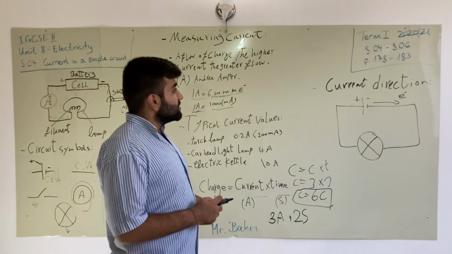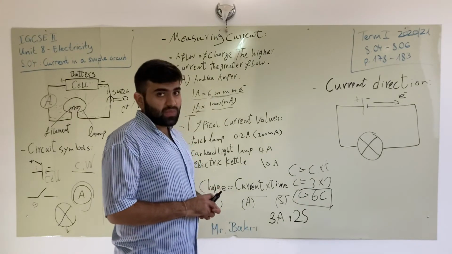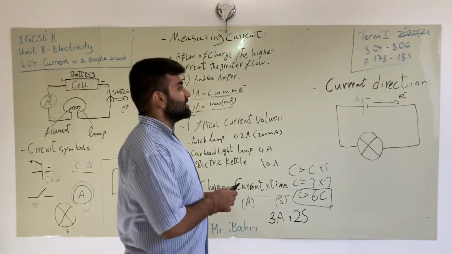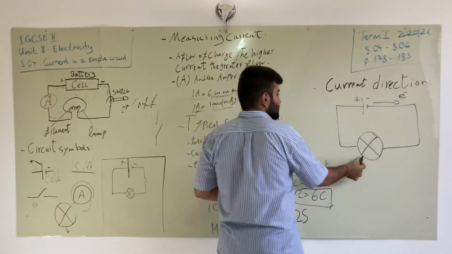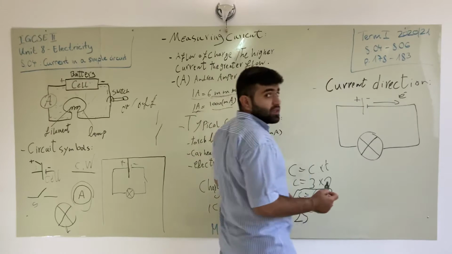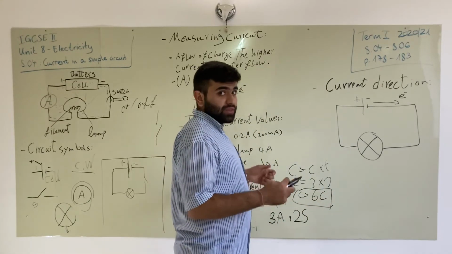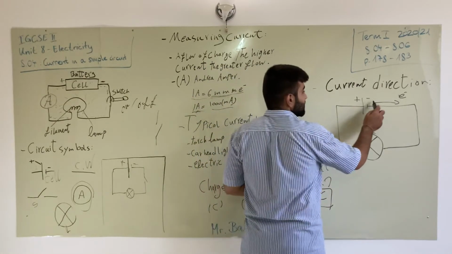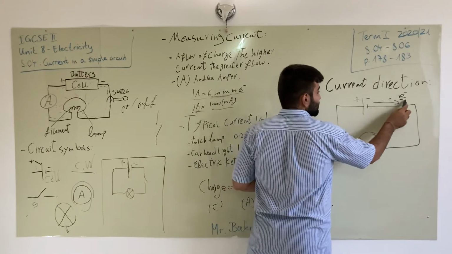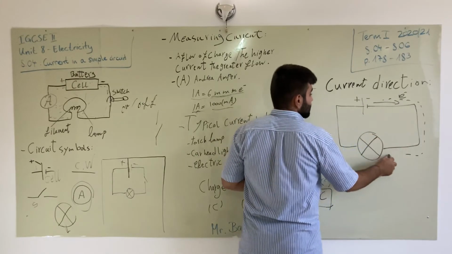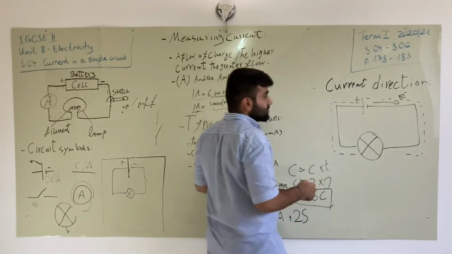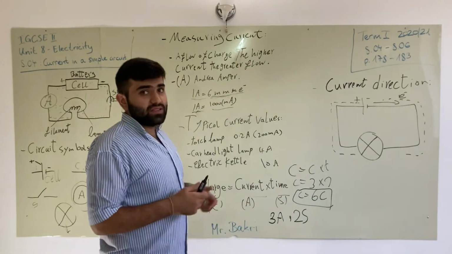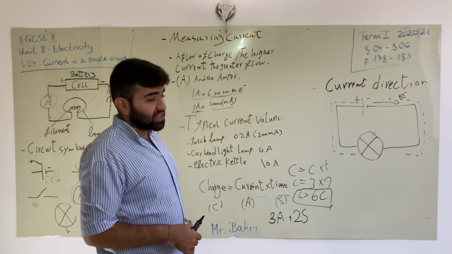Now we go to the current direction. Conventionally, they say that current goes from the positive to the negative. But actually, the electrons move from the negative to the positive. That's the electron direction.